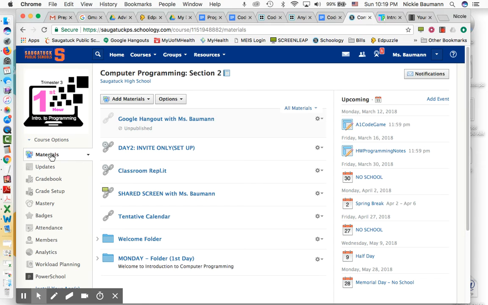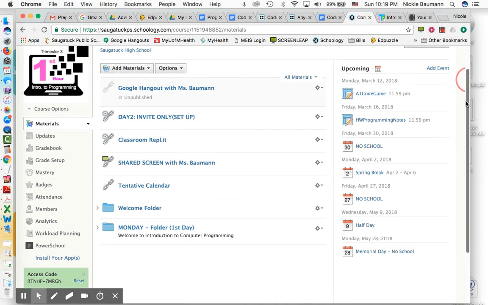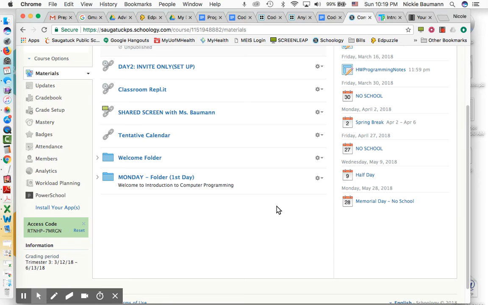Tomorrow, we're going to get you guys set up in Replit, but for today, we're just going to be working on this Monday folder first day. We're going to go through how I'm going to share my screen with you all when we work on doing some actual coding together. But again, that will be tomorrow. So today what you're going to work on is this Monday folder first day.